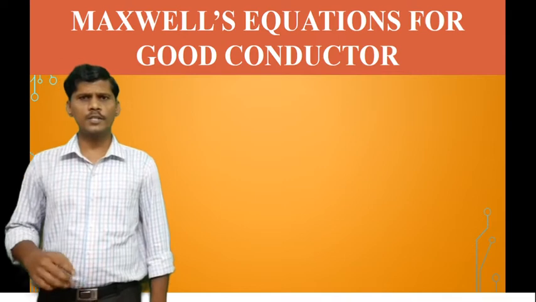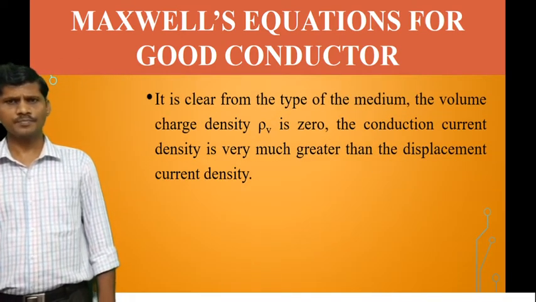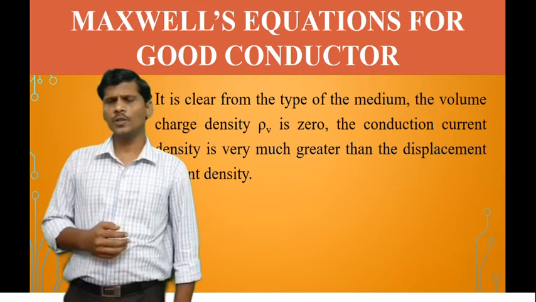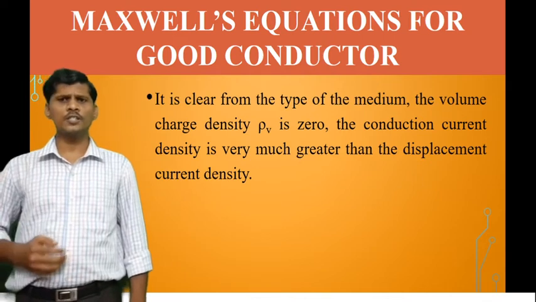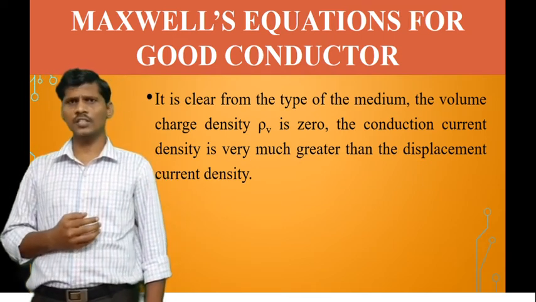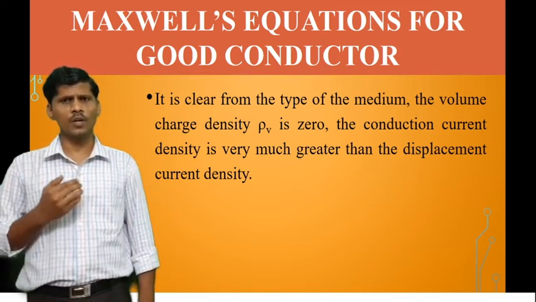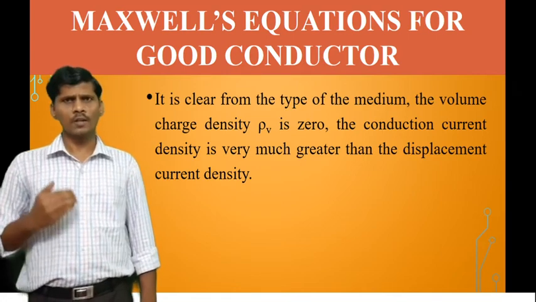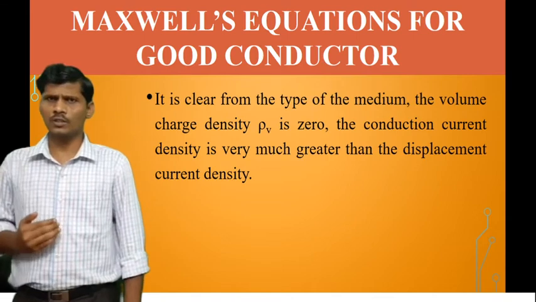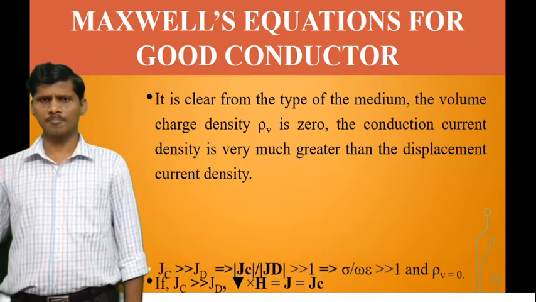Next, Maxwell's equations for a good conductor. What are the conditions of a good conductor? For a good conductor, the volume charge density rho is 0 and the conduction current density is very much greater than the displacement current density. So the conduction current density Jc is very much greater than the displacement current density, and the volume charge density rho is 0. Applying these conditions to the time varying field Maxwell's equations, we get Maxwell's equations for good conductors.